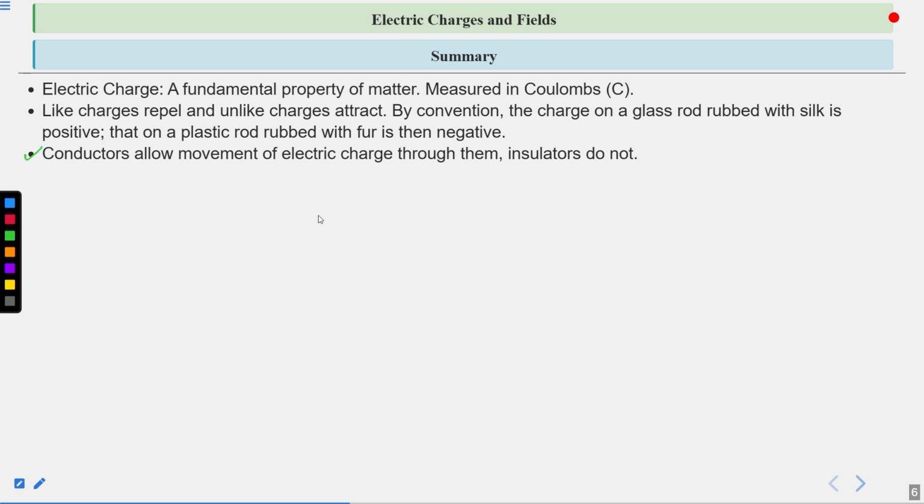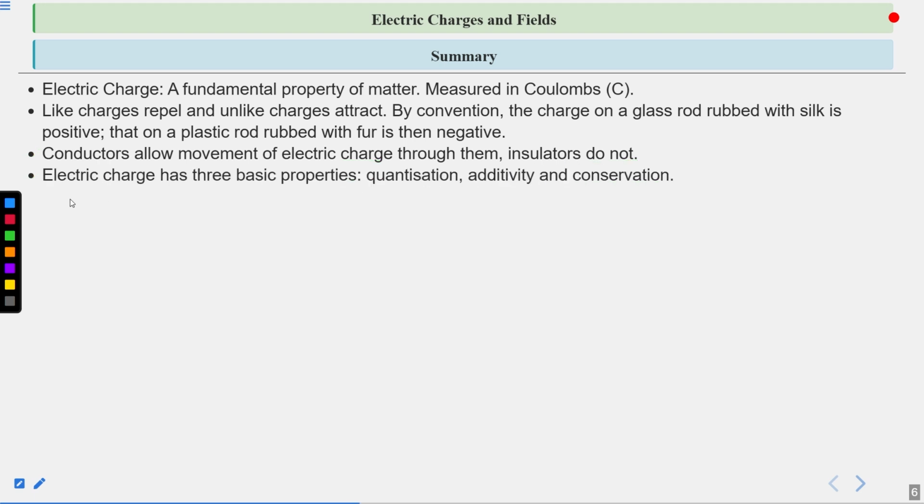Next, conductors. What are conductors? Conductors allow movement of electric charge through them, whereas insulators do not. A conductor is a material through which electricity can pass. Electric charge has three basic properties. First is quantization, second is additivity, third is conservation. Meaning quantization of charge, additivity of charge, and conservation of charge.